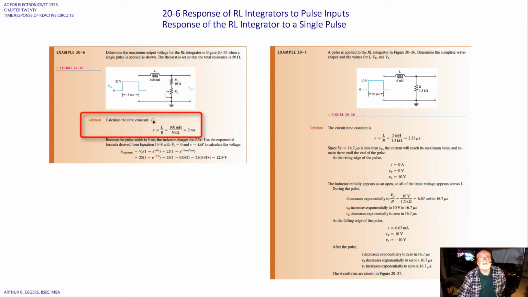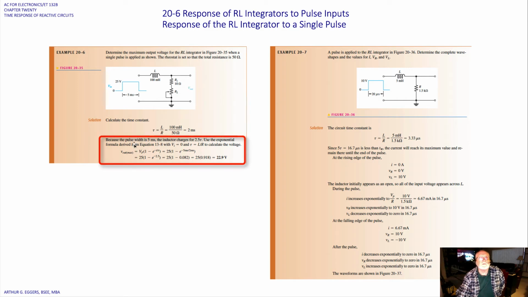So we calculate the time constant. The time constant in this case, instead of being the product, is the quotient, the inductor over the resistor, and we get 2 milliseconds as the time constant. Because the pulse width is 5 milliseconds, the inductor charges for 2.5 tau.